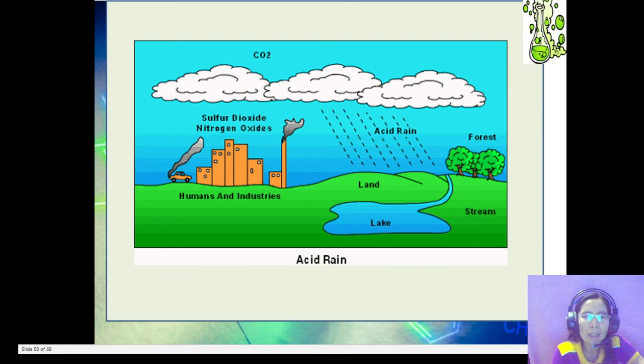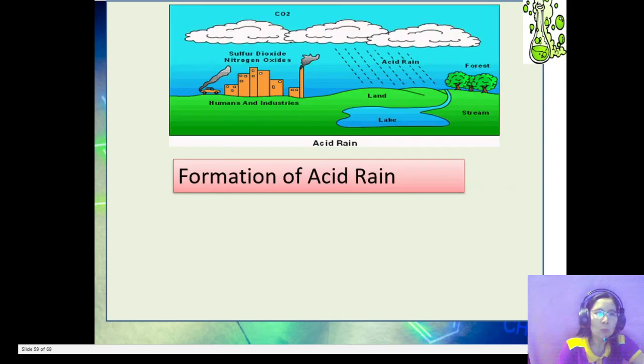And since it's acid rain, an acidic rain, what do you think will be the effect of this on these different areas? This is really a chemical reaction that is observed in our environment. To be specific, let's look at the chemical reactions showing how acid rain is formed.